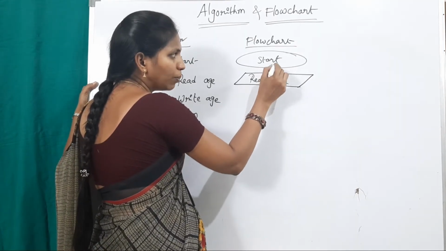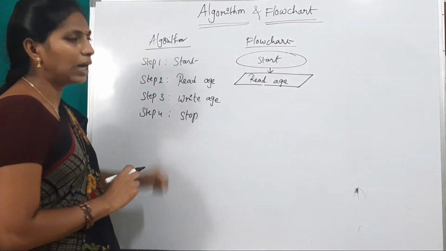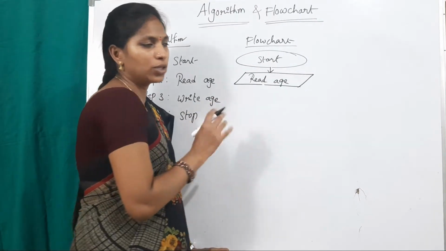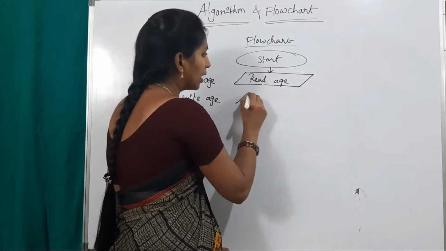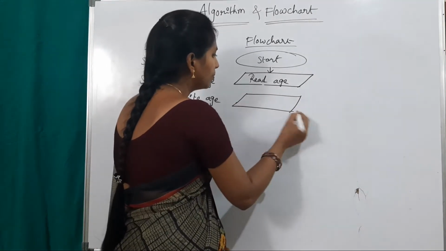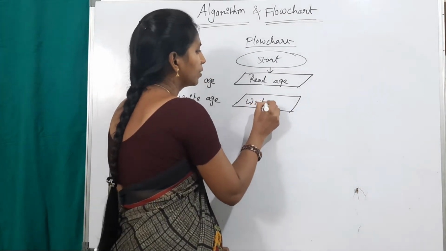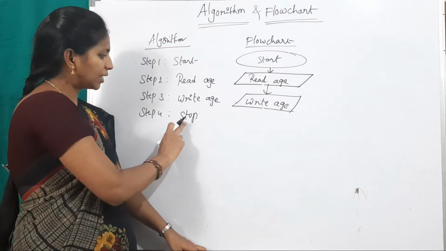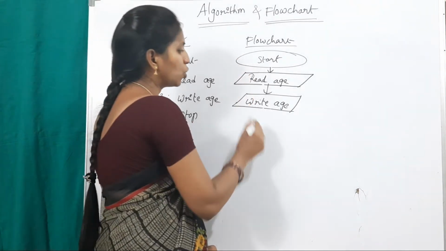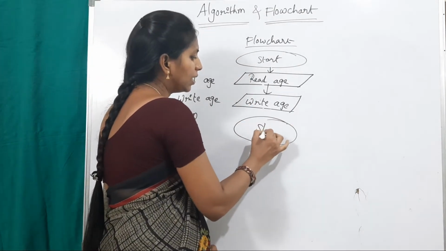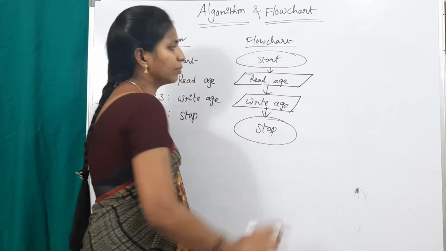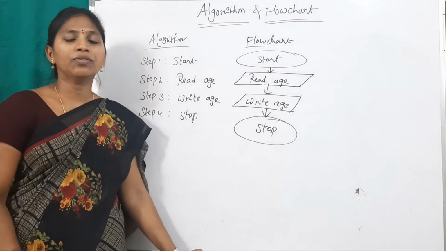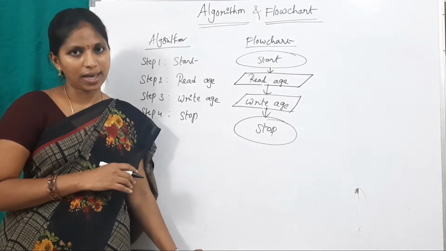For the flow of the program, use arrows, down arrow. And next, write age. For printing age or writing age, again use a parallelogram. Another parallelogram, write age. Again down arrow. Next, finally, stop. For stop, the symbol is an oval. Next, arrow. This is the algorithm and flow chart for accepting and printing your age.